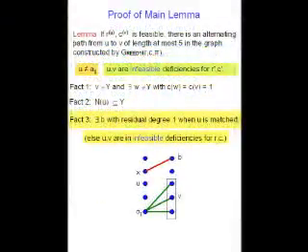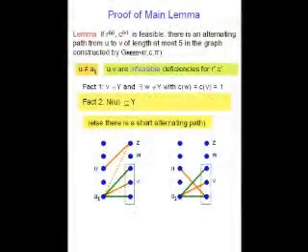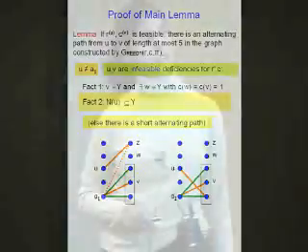The third fact is the following. When the greedy algorithm, so the... Why is Z a neighbor? Oh, it's a non-neighbor of A1. Right, because it's a non-neighbor of A1, yeah.